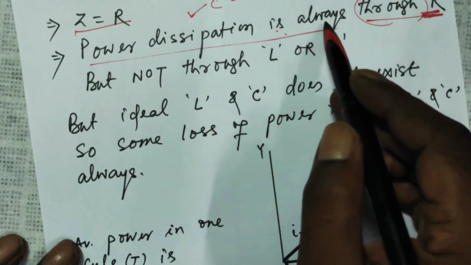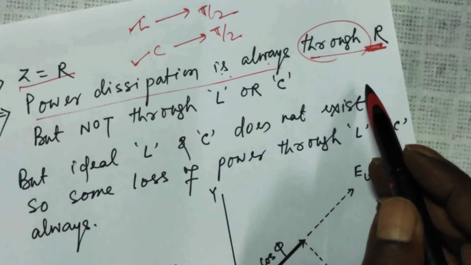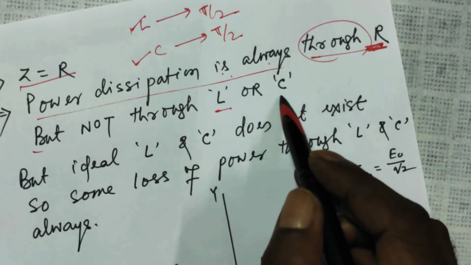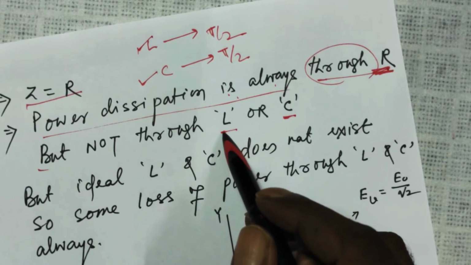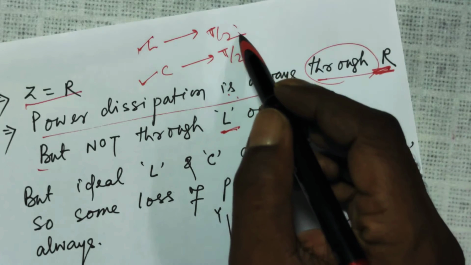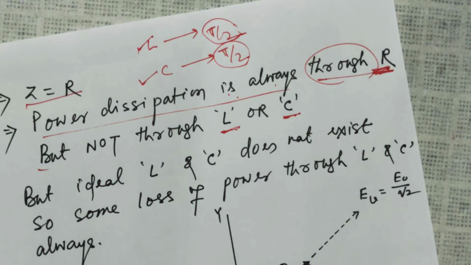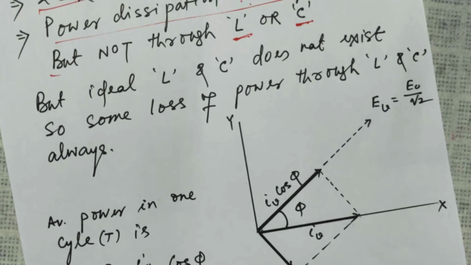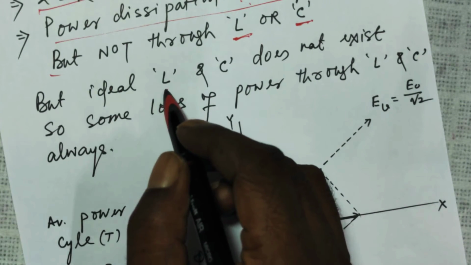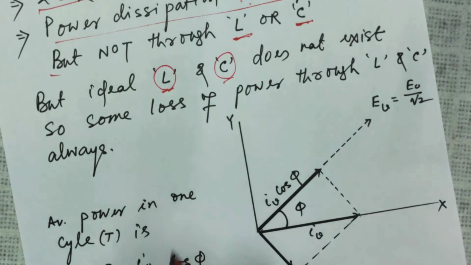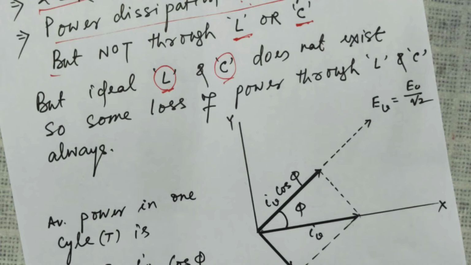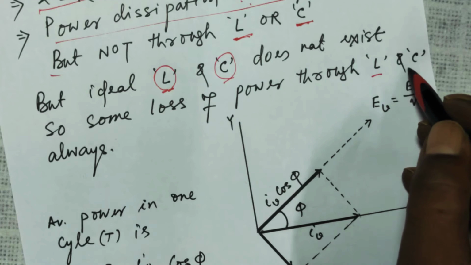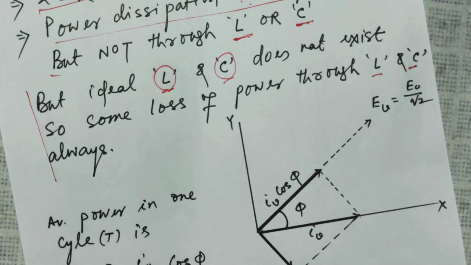So the power dissipation is always through a resistance only, but not through an inductor or a capacitor, because for both of them the phase angle is pi by 2 and cos pi by 2 is 0. So your power consumption is 0. But actually, ideal inductors and ideal capacitors do not exist. So there is some loss of power due to the inductor and capacitor whenever they are in the circuit.